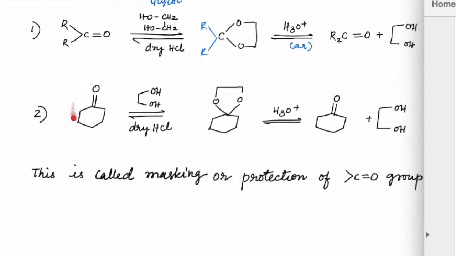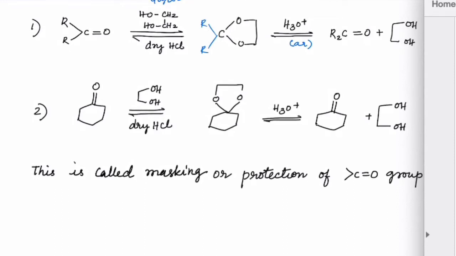Same thing with cyclic ketones here. If you treat that with glycol, this will also form a cyclic acetal. On hydrolysis, we will get back the ketone. Now, here what is happening? We are trying to make sure this C=O is protected from any other nucleophilic attack once it forms a ketal or an acetal. This is called masking, or protection of C=O. I hope you are clear with that. What is masking?